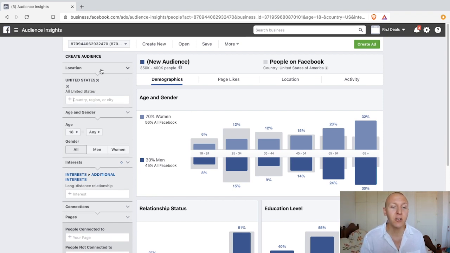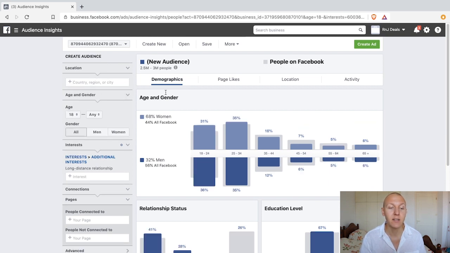And to the left here, just like we did, we can do a lot of things. We can target by location, age and gender. We can target by interest like we just did. We can also decide to use connections, right? And I'm going to show you how to use those connections. So I'm going to clear all of this. I'm going to remove United States and I'm going to remove the interest as well.